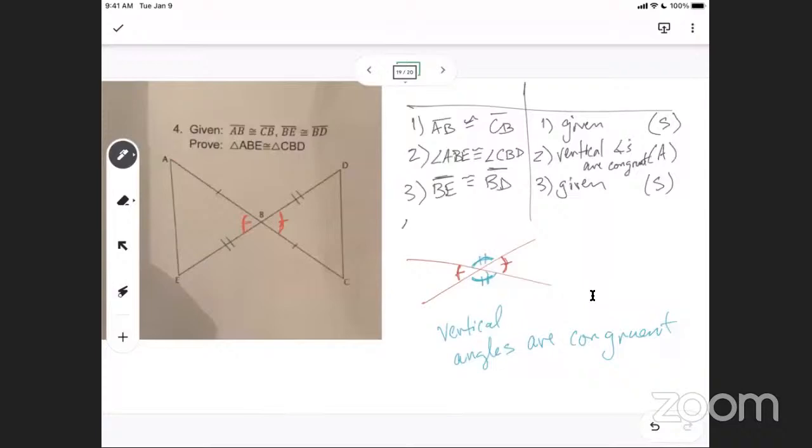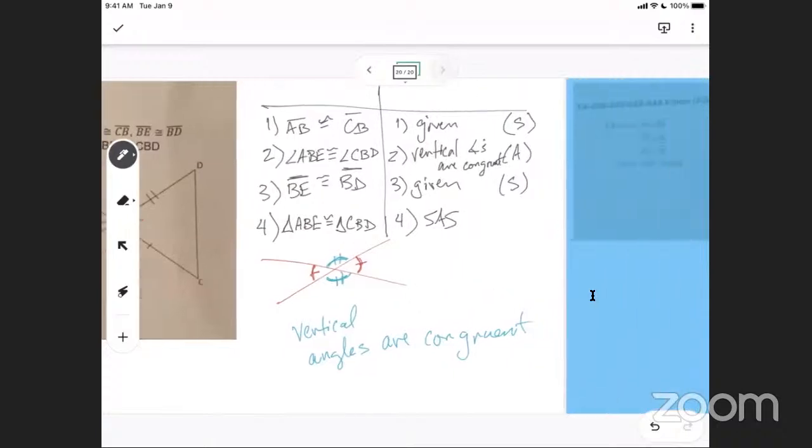And so what's the 4th step I'm going to write now? Do I have pretty much everything I need? Yeah, I do. So I'm going to just write what they wanted me to prove, which is what? Triangle ABE is congruent to triangle CBD, which is then SAS. Perfect. That's it. That's all there is to it.